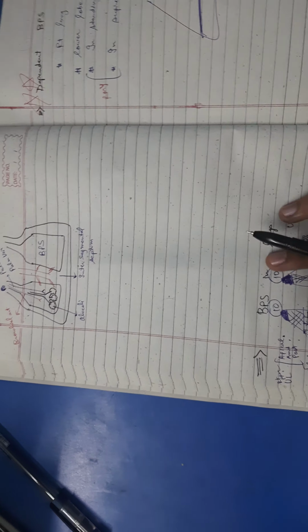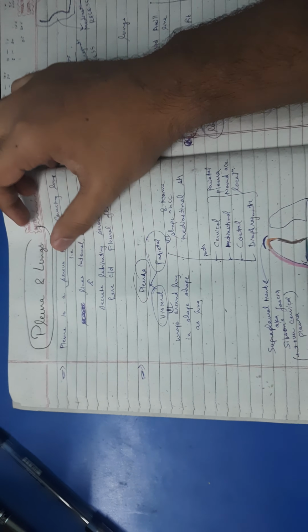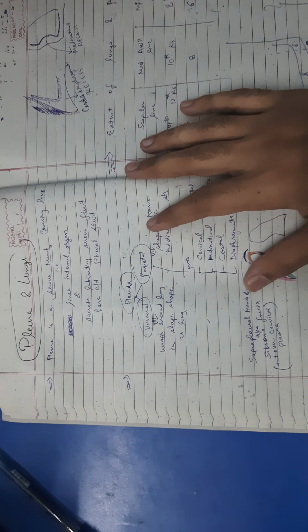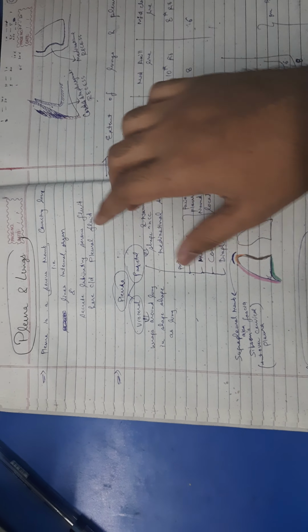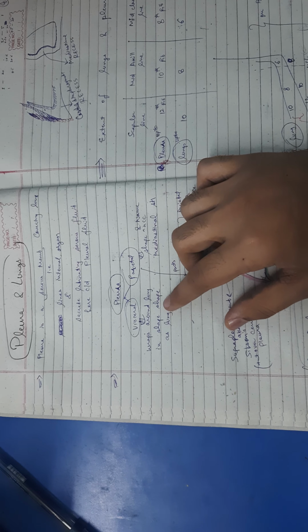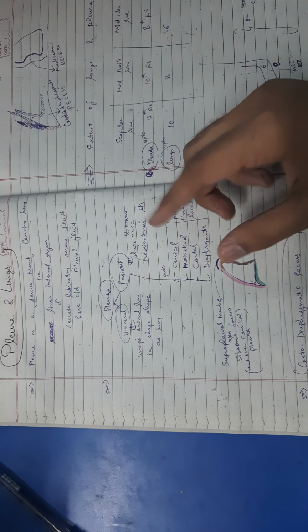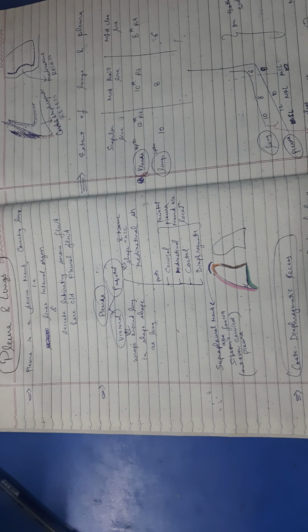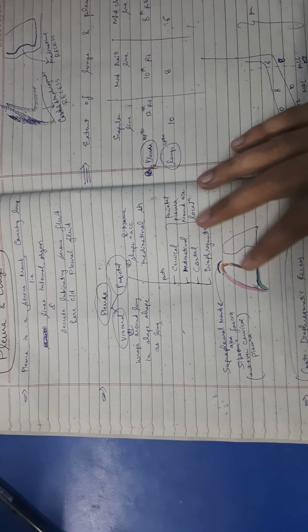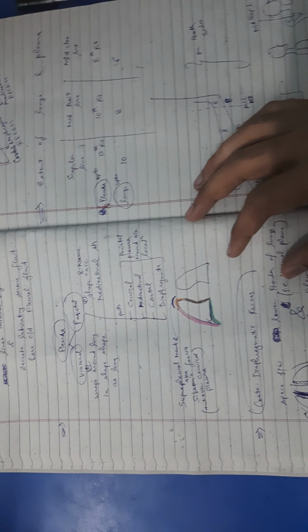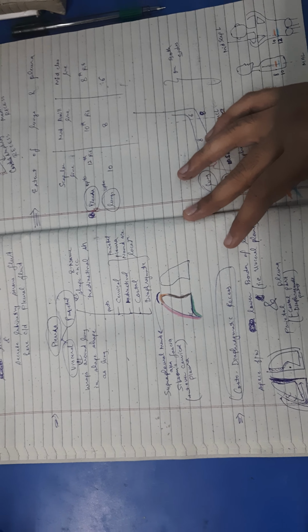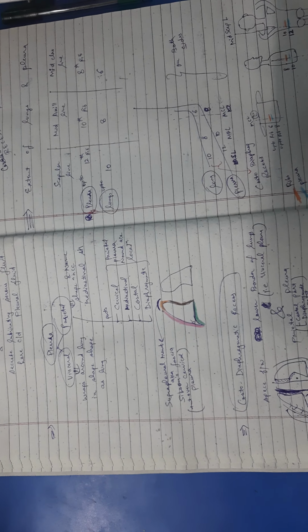Now come to the pleura and lungs part. Pleura is a serous membrane. Details of this are in the anatomy video, just know it superficially for medicine. Pleura is visceral, which is tightly attached to the lung surface. Parietal is attached to the chest wall. There is a space between them, that is the pleural space. That is pleural fluid, which is around 100 to 120 ml.